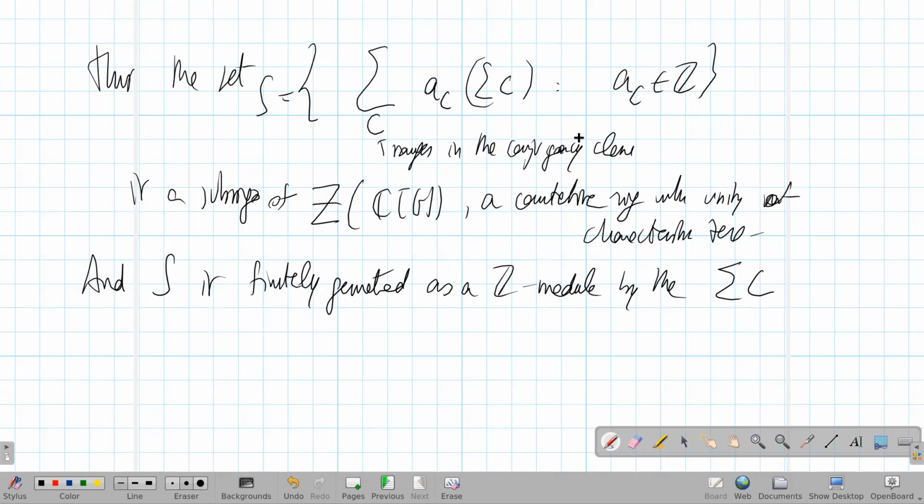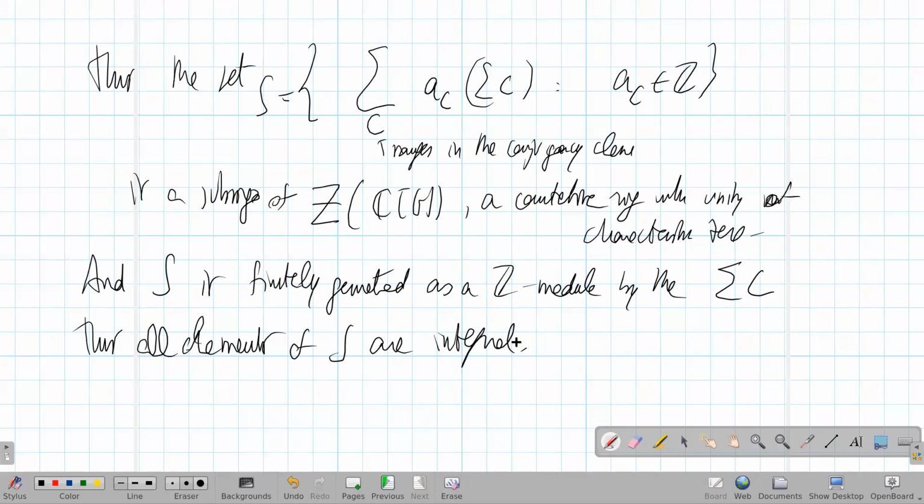So what does it mean? Thus, this is a finitely generated Z-module. All of its elements are integral. In particular, all sigma C are integral.